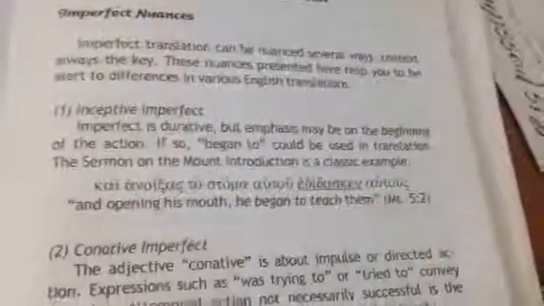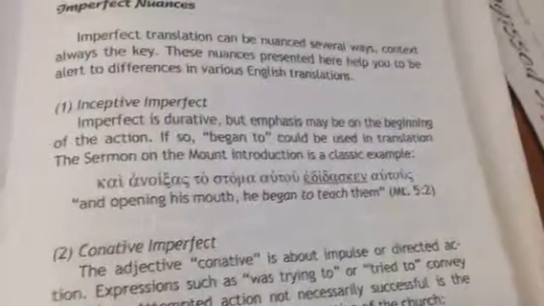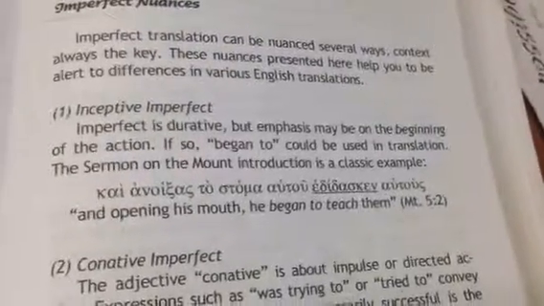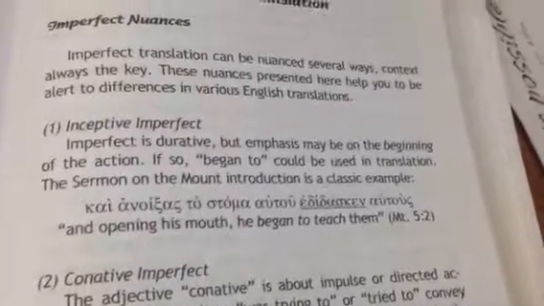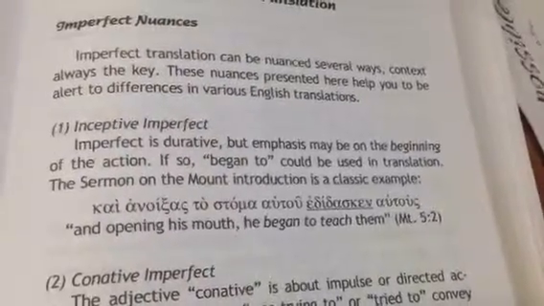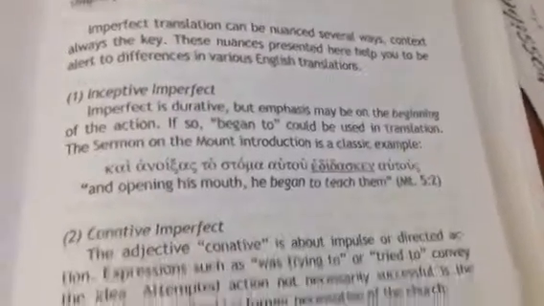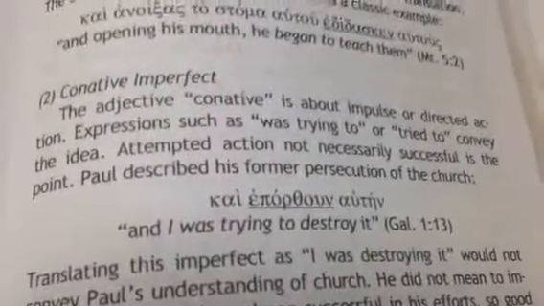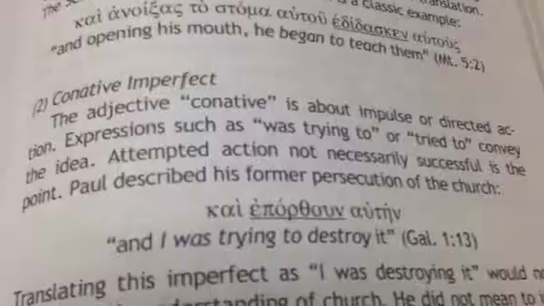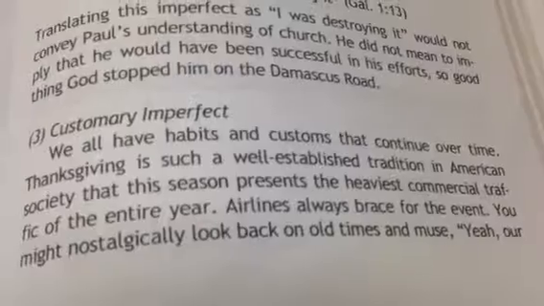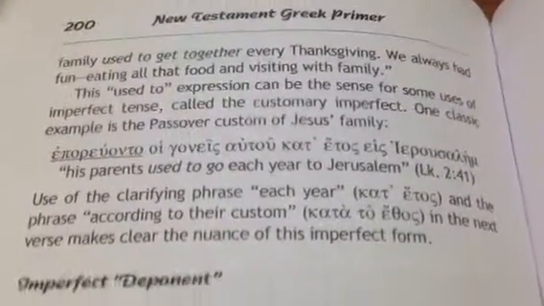So it has the durative sense, but durative can be varied. We can emphasize the beginning of a durative action, so an action that started in the past. Like here, edidasken, and he began to teach them. The emphasis is on its inception, the beginning of the action. A conative will have the emphasis being on an impulse or a certain expression. He was trying, attempting to destroy it, that is the church. Or a customary imperfect, emphasizing a habit or a custom. And so that is a typical decision that you have to make as a translator.